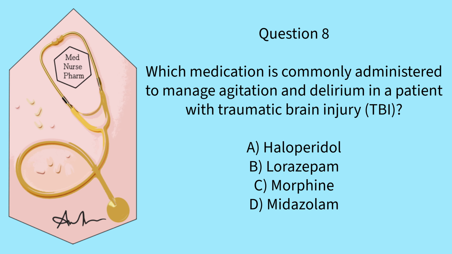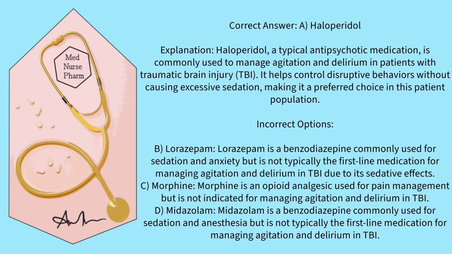Question 8. Which medication is commonly administered to manage agitation and delirium in a patient with traumatic brain injury? Haloperidol, lorazepam, morphine, midazolam. Pause the video and select your answer. If you chose option A, you are correct.